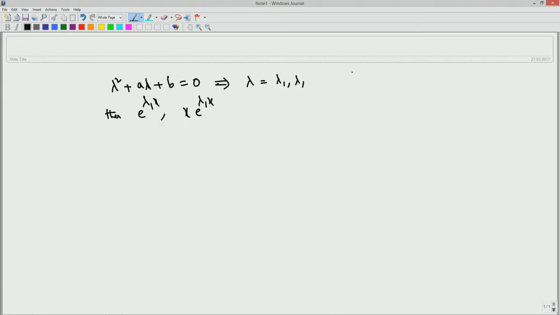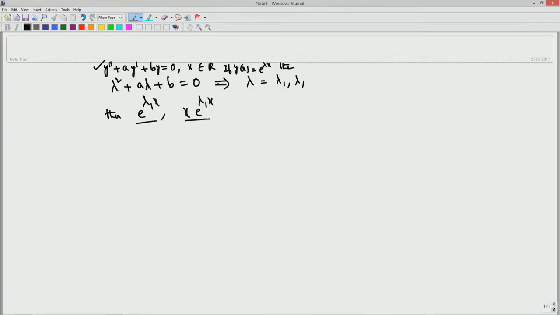So, what is your equation? The equation is y'' + ay' + by = 0, where a and b are constants. Once you substitute y(x) as e^(λx), then λ satisfies the quadratic, which has the roots λ1 and λ2, and when they are the same, λ1 and λ1. So, this is one solution clearly.